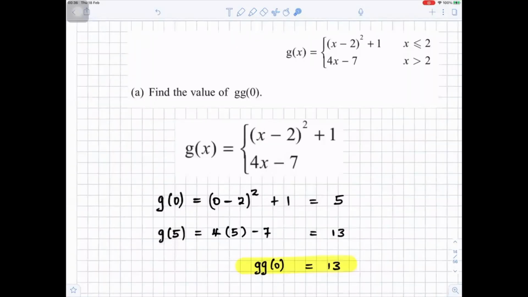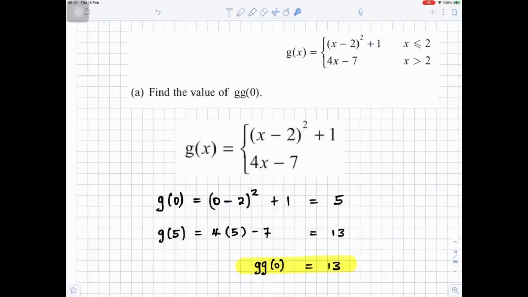So we want to find g of 0. Let's use the part on the right in front. Let's do g of 0 first. So we substitute 0. So that would be 0 minus 2 squared plus 1, which will give you 5. Now we've got 5. We now use that 5 and substitute into g. So g of 5 would be 4 times 5 minus 7. That gives you 13. So g of 0 is equal to 13.